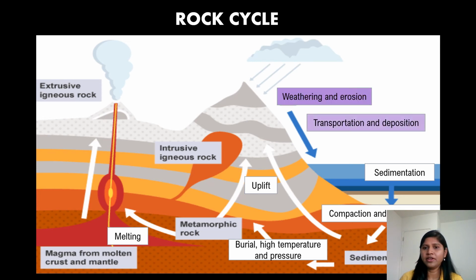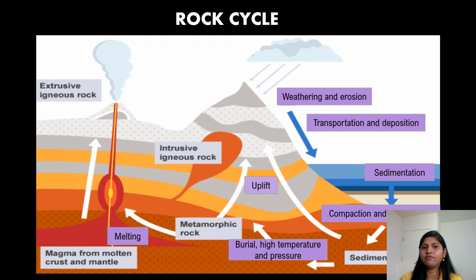We will now see what the processes in this rock cycle are. Weathering and erosion, transportation and deposition, sedimentation, compaction and cementation form sedimentary rock. This sedimentary rock can bury under the Earth's surface, and due to high temperature and high pressure, it can form a metamorphic rock. This metamorphic rock can melt and form magma, and form igneous rocks. So this is the rock cycle that keeps on going.